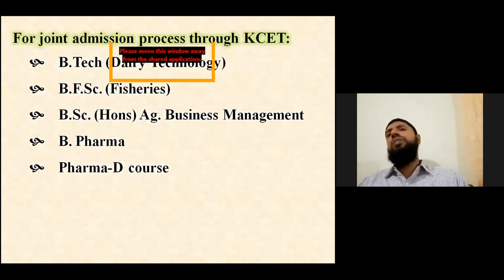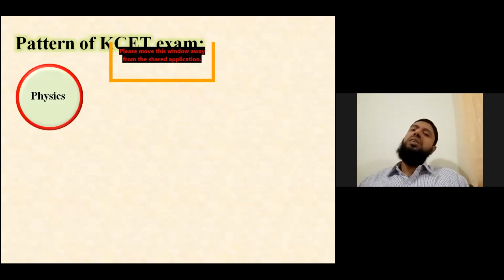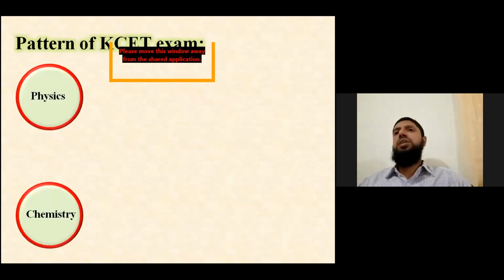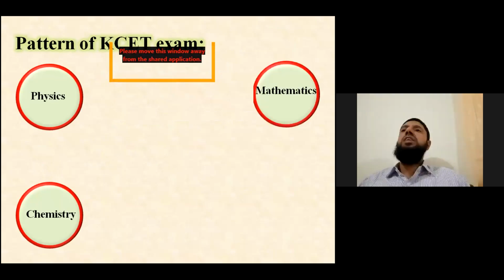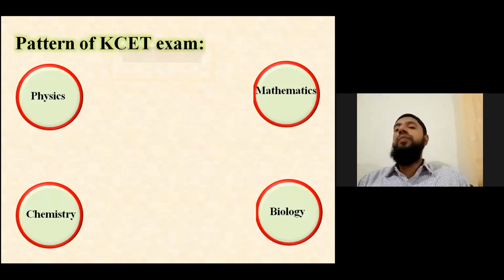Then what is the pattern of Karnataka CET? Karnataka CET is based on 4 different papers: different papers for physics, for mathematics, and for chemistry and biology. All the 4 papers are different. But when we go for NEET and JEE, it is a single paper for 3 hours.